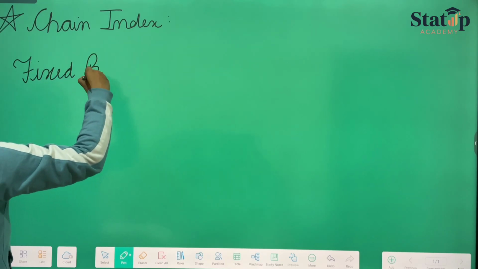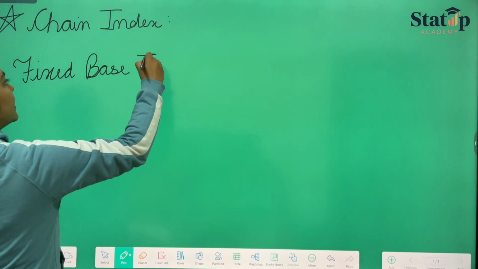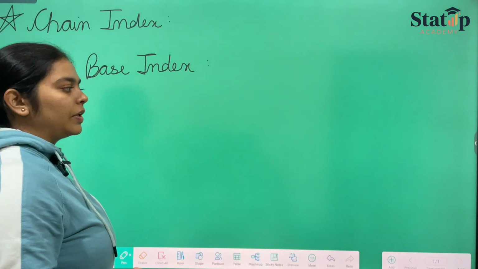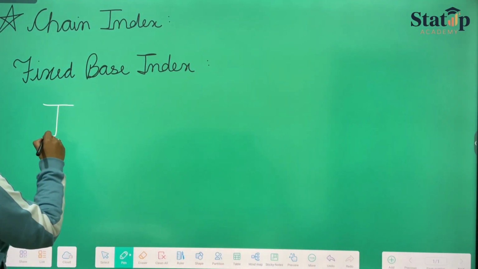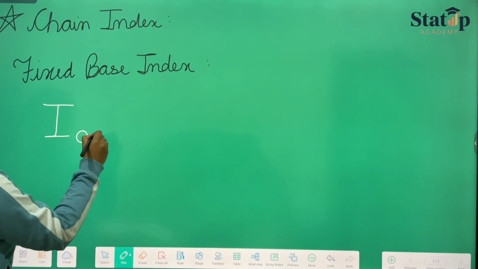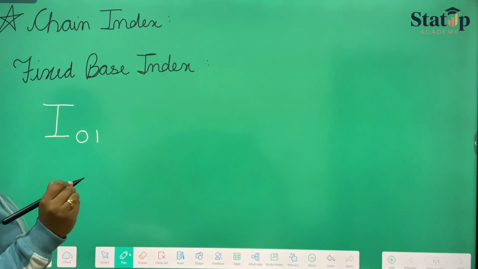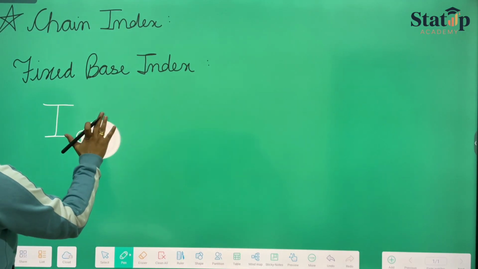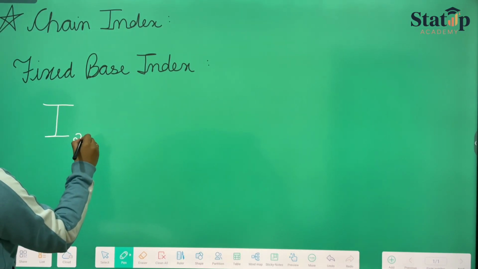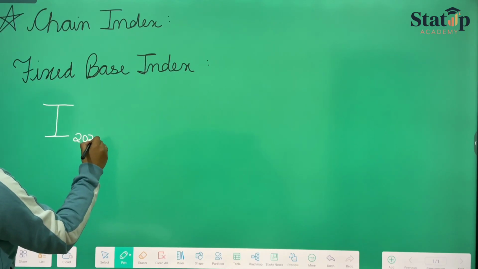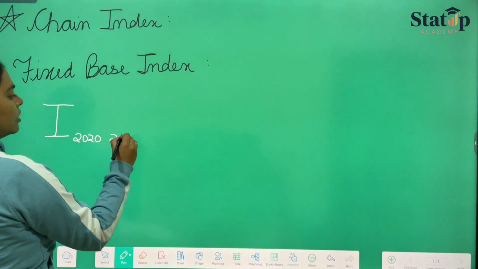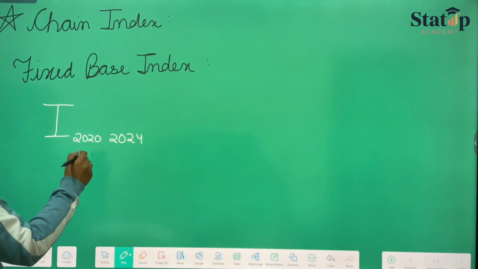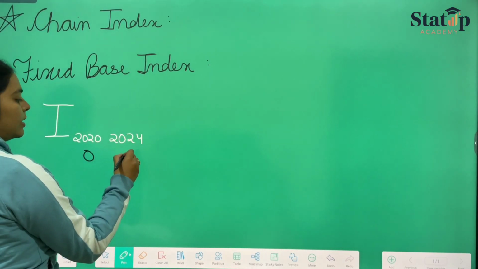Fixed base index, as the name suggests, are the index numbers that have a fixed base. Suppose I have to find out an index number with base year 0 and current year 1. Or instead of 0 and 1, we can write base year 2020 and current year 2024. So I'm taking the base year as 2020 and the current year as 2024.